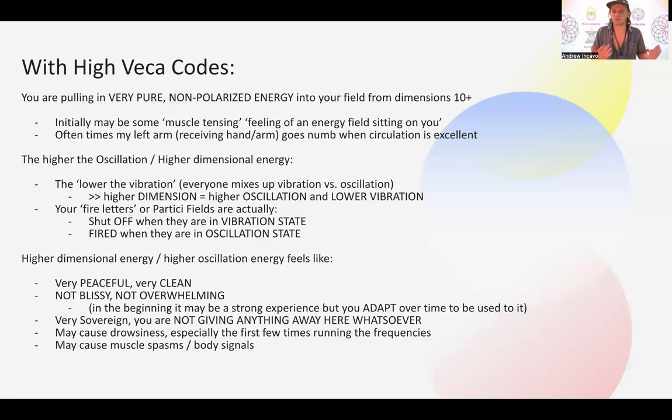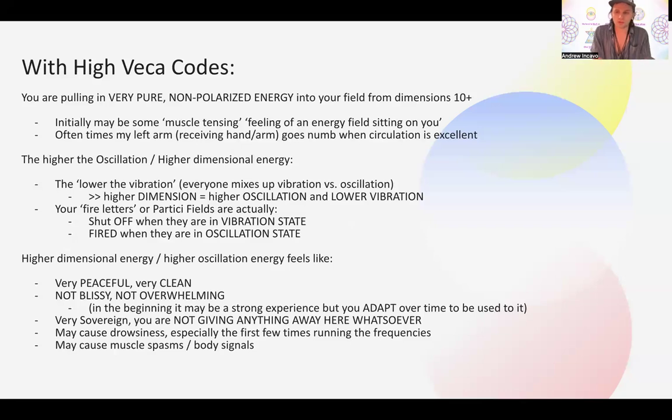Oftentimes my left arm, receiving arm, would go numb, right? And you'd have a numb arm, and the circulation isn't cut off. You're lying flat on the ground. There's no circulation being cut off, so there's no reason your arm should be numb, right? But it's going numb because you're pulling in that higher dimensional energy through your system. The higher the oscillation or the density level of the energy.